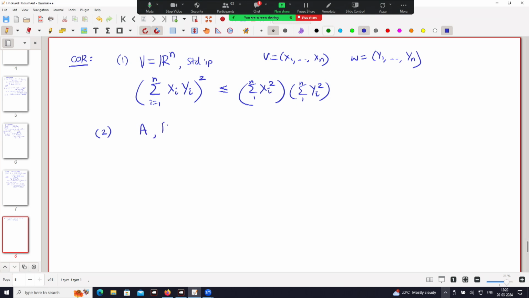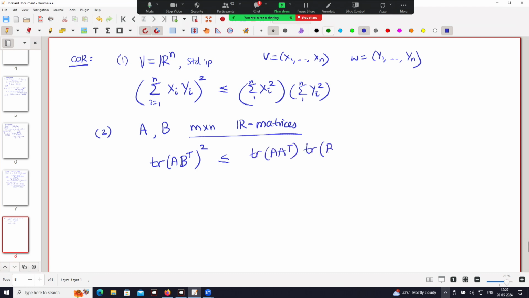But then here is another application. If I had two matrices A and B, both m cross n real matrices, recall we had an inner product on this space, just a standard inner product on the space of matrices, with real or complex matrices. If I take real, it is trace of AB transpose. So, it says the following: if I take two such matrices and I take trace of AB transpose, the square of that is at most trace of AA transpose times trace of BB transpose, right. Likewise, I could do this for star: trace of AA star times trace of BB star is greater than or equal to trace of AB star the whole squared.